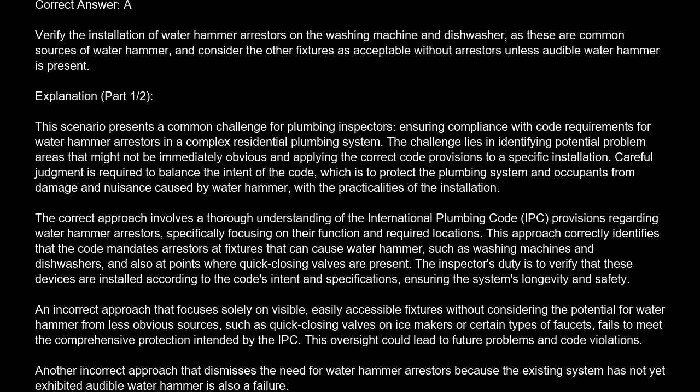This approach correctly identifies that the code mandates arrestors at fixtures that can cause water hammer, such as washing machines and dishwashers, and also at points where quick-closing valves are present. The inspector's duty is to verify that these devices are installed according to the code's intent and specifications, ensuring the system's longevity and safety. An incorrect approach that focuses solely on visible, easily accessible fixtures without considering the potential for water hammer from less obvious sources, such as quick-closing valves on ice makers or certain types of faucets, fails to meet the comprehensive protection intended by the IPC. This oversight could lead to future problems and code violations.